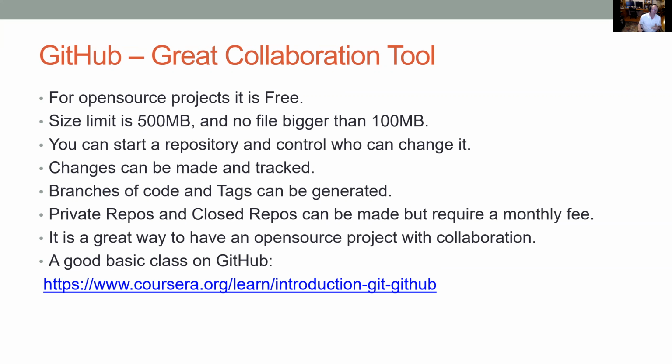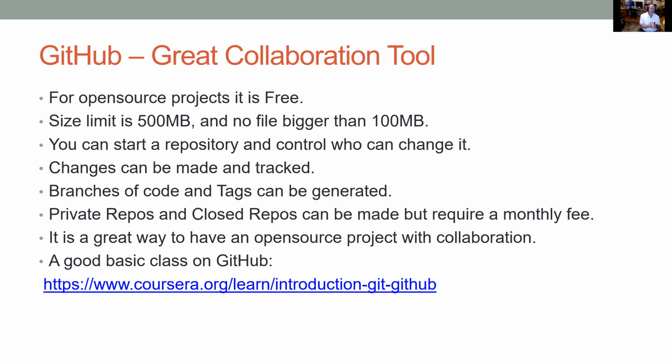You can have your classmates or anyone be able to change it. You can set up all sorts of branches and tags, and more importantly, keep track of who's changing what, when they changed it. And if you have to, you can go back to a previous revision very, very easily, particularly if some code is not quite right. You know, you can go, oh, that wasn't quite right, I can go back on this. You can do private repos and closed repos, but they may require a monthly fee if you do some closed repos.